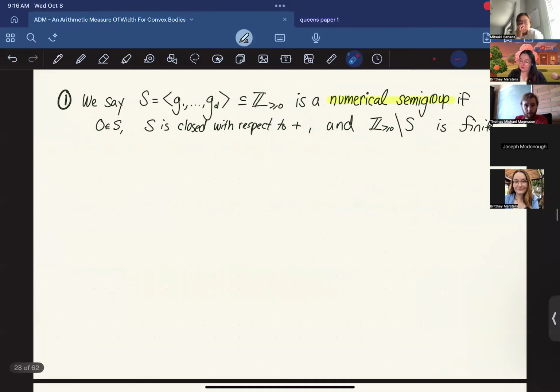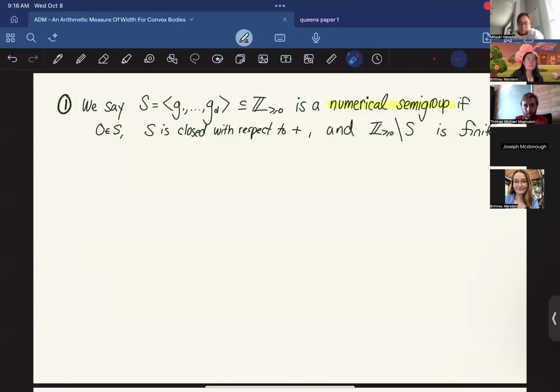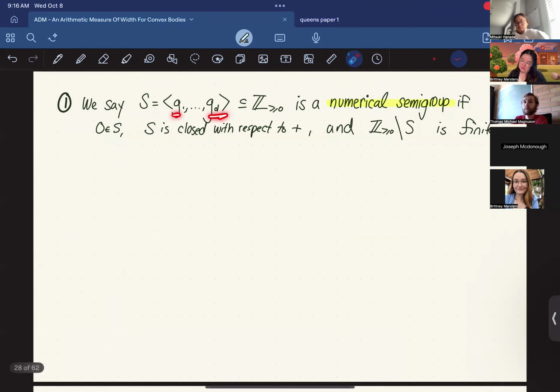Some of you are probably familiar with numerical semigroups, but forgive me for repeating. I'm going to just go through a couple of key things that we need here. So we say S generated by g1 through gd, a subset of the non-negative integers, is a numerical semigroup if three conditions hold. First, 0 is in your semigroup. Second, we want to be closed with respect to addition. So if I add two things in the semigroup, I need to stay in the semigroup. And lastly, the complement in the non-negative integers needs to be finite. We call this a cofinite condition. Okay.